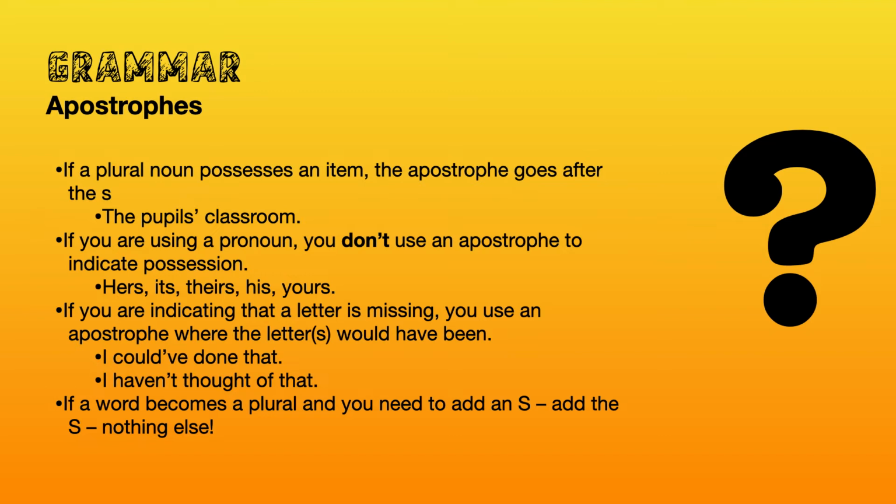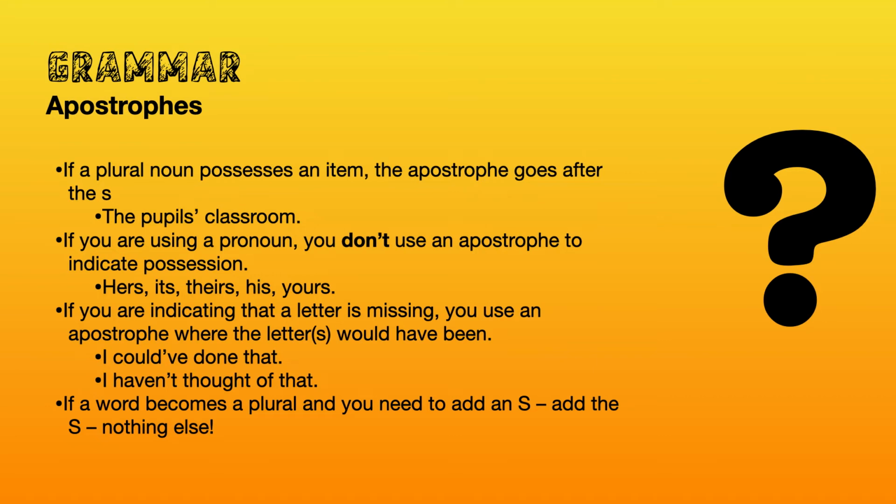Nothing else. Don't add an apostrophe. If it's purely to indicate a plural word, leave the apostrophe out. Okay? So if you change the word banana to bananas, don't add an apostrophe, because you're just saying it's a plural word. Apostrophes are only for possession, for owning something, or for omission, for leaving out a letter. Okay? You can go over these again on your worksheet.